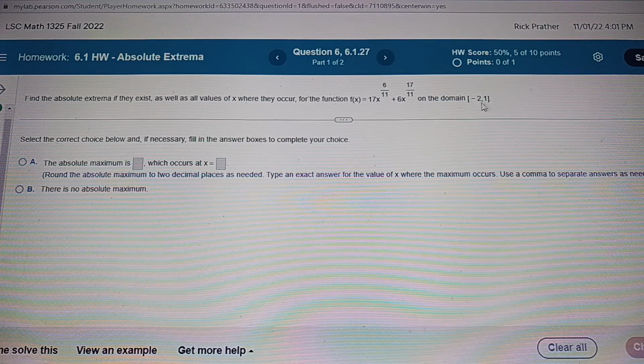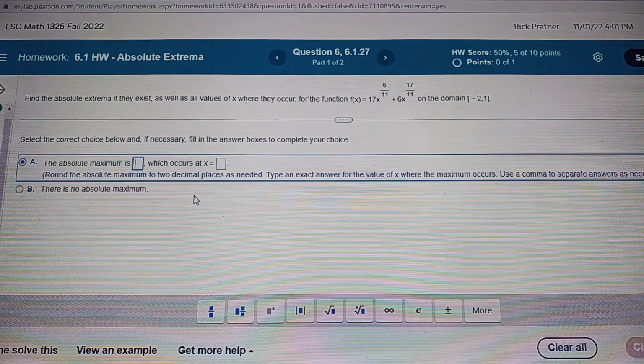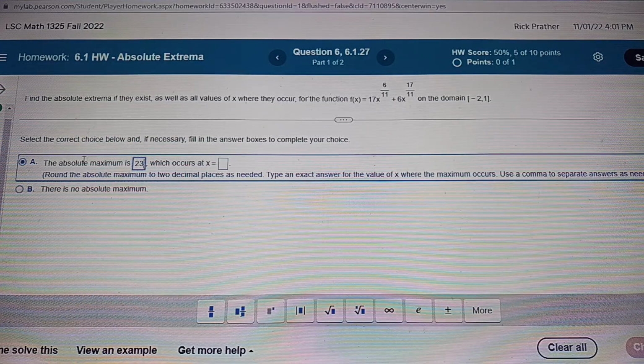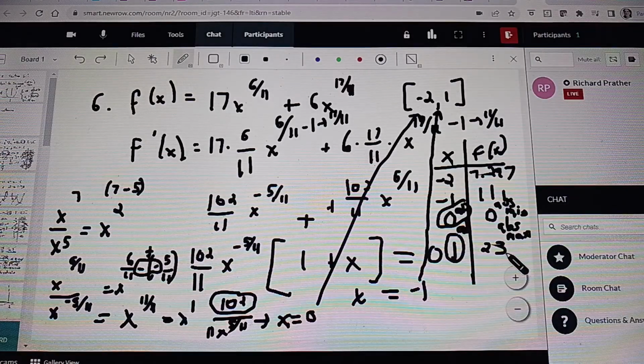If you have a closed domain on a continuous function, that is the only way that rule applies, but every problem they're giving us so far has had that. So 23 is the absolute maximum value, and it occurred only at the x value of 1. 23 occurred at 1. 0 occurred at 0.